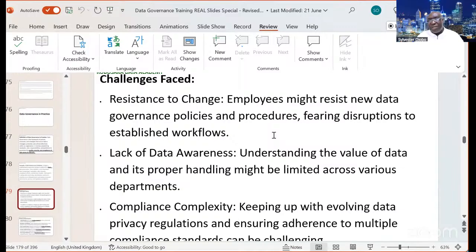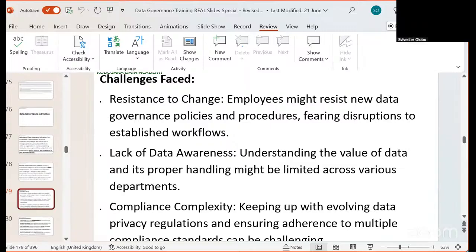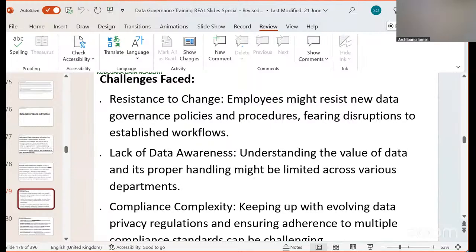What are the challenges you may face when you're trying to implement any initiative in data governance using best practice? It's right there on the screen. Employees would resist change because they are afraid of change. So what would you do? You carry out awareness, you train them, you explain what it entails, and you reassure them. You said it all. You just nailed it.